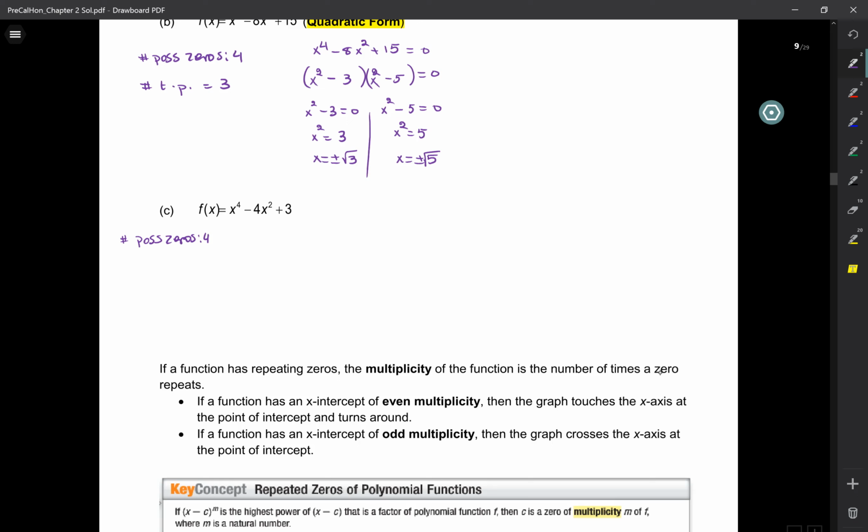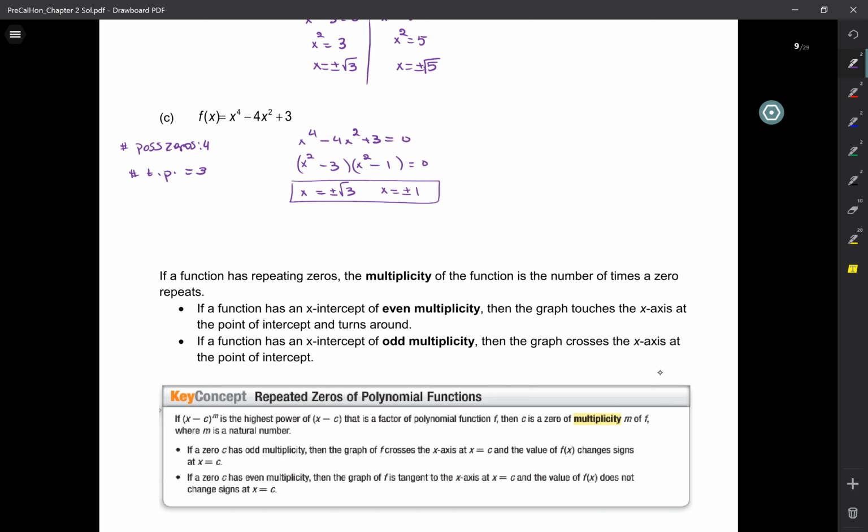And turning points is 3. All right, so now let's factor this. So x to the 4 minus 4x squared plus 3 equal to 0. So we're going to get x squared minus 3 and x squared minus 1. X squared equals 3, so x is plus or minus root 3. And here x is equal to plus or minus 1. So those are the 4. All right.